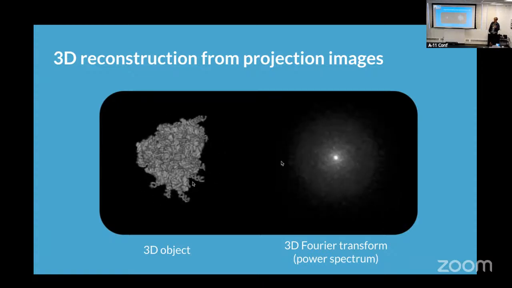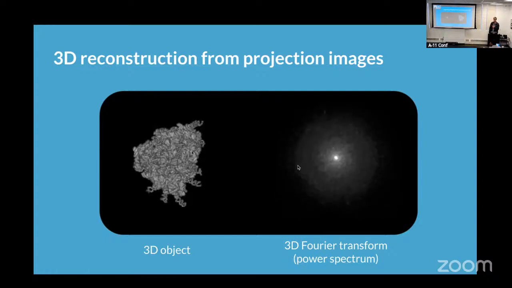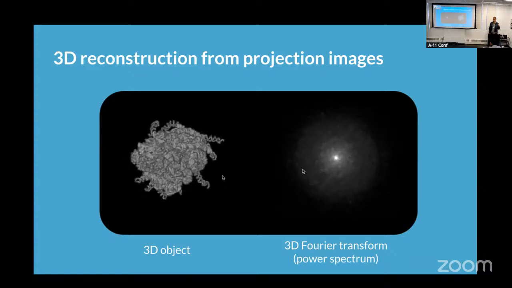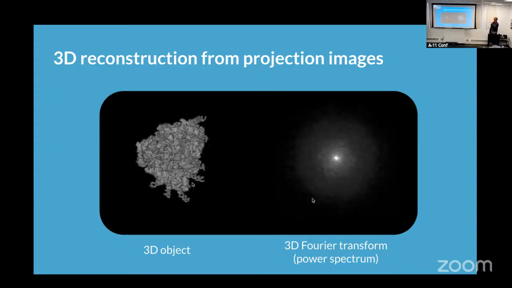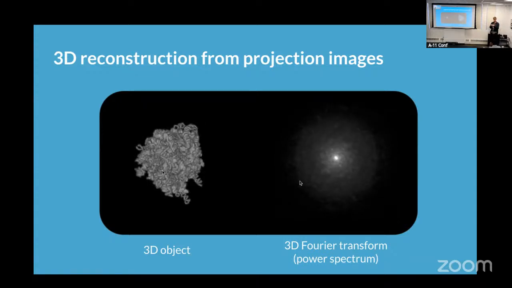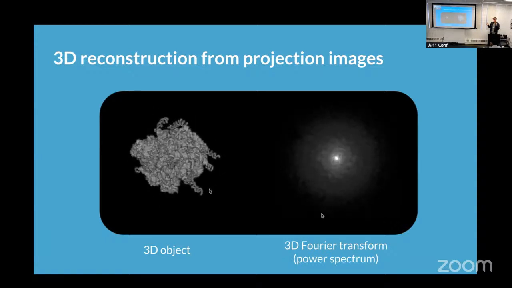There's an alternative representation of 3D objects, which is the 3D Fourier transform, where information is arranged as a function of spatial frequency. As we look at the center there, where the Fourier transform is very intense, this is our low resolution information. And then as we move out to the edges, we have high resolution information.